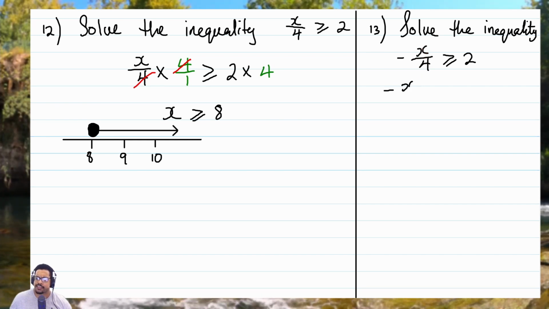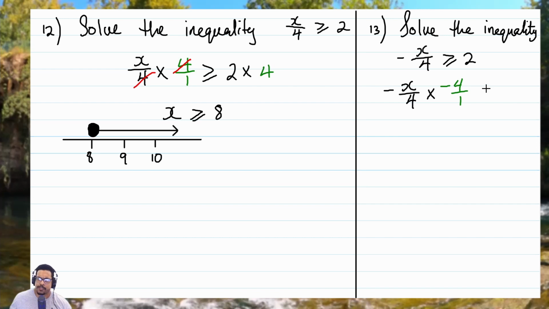So we'll have negative x over 4 multiplied by negative 4 over 1. And because we're going to be multiplying both sides of the inequality sign by a negative number, the inequality sign would switch around. So if you are multiplying or dividing both sides of the inequality sign by a negative number, the inequality sign switches around. So the sign will switch to less than or equal to.